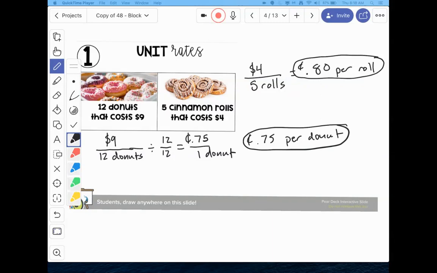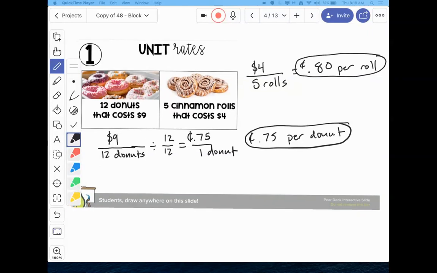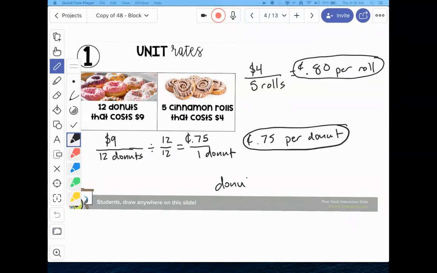So take a second to think about it. And on that blue sheet, go ahead and write it on your blue sheet. You can go ahead and pause it here. And then once you write it down, see what I said. I think that donut. So I'm going to buy donuts, that is the better buy. Okay, nice job.